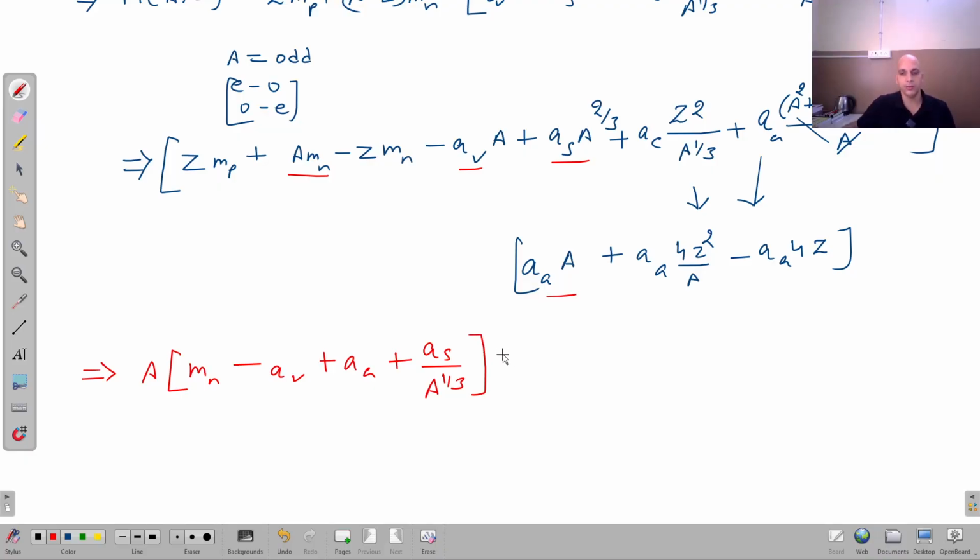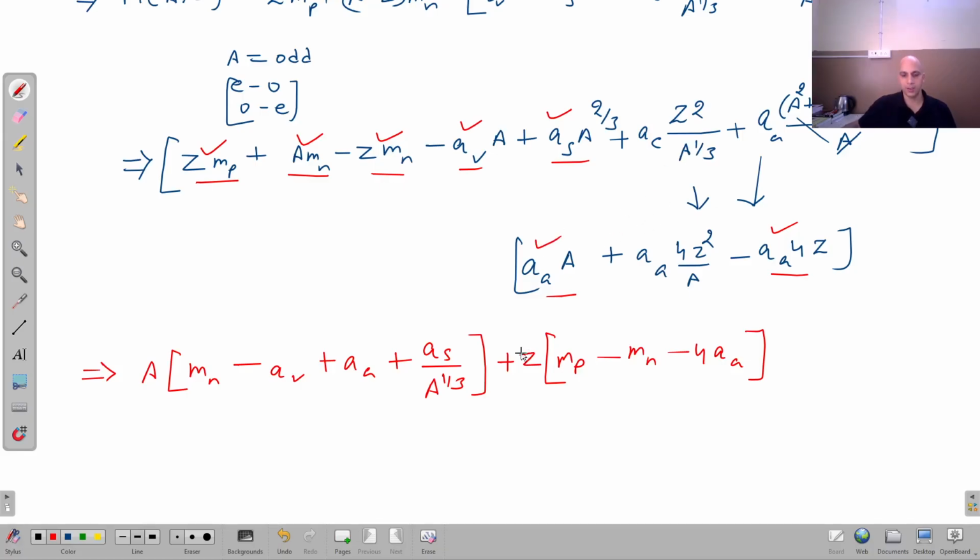Now I am going for the terms that contain Z. So Z will be taken as common. The terms inside the bracket: mass of proton, right, minus mass of neutron, right, minus 4 times asymmetry energy term. These are the terms that contain Z. This one, and this one. The term containing A: this one, this one, this one, and this one.